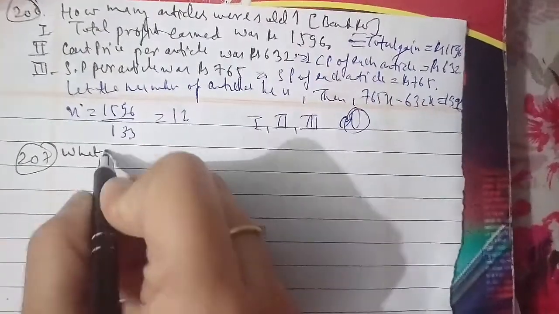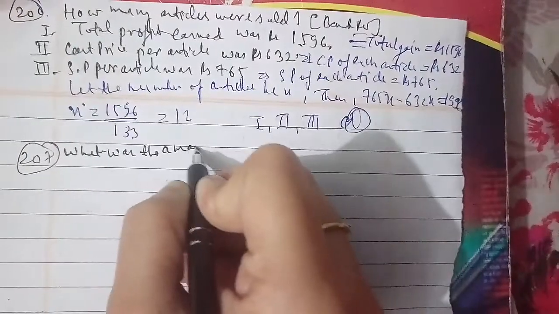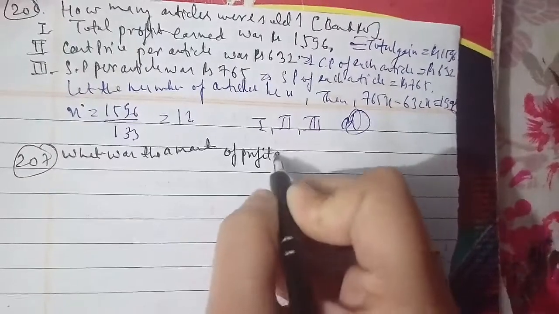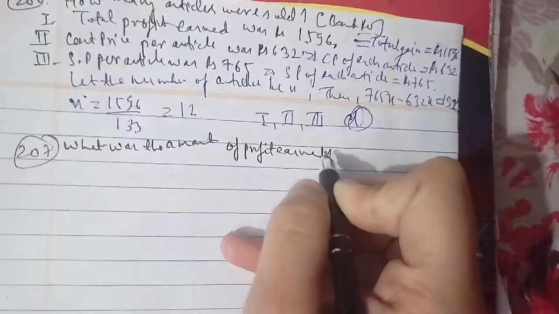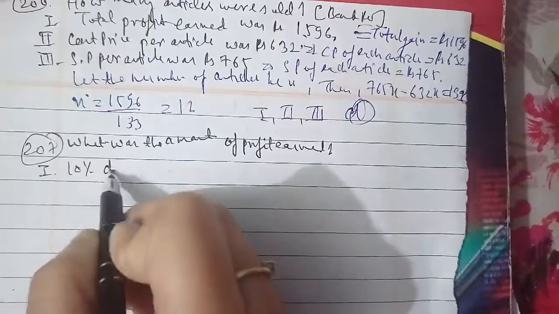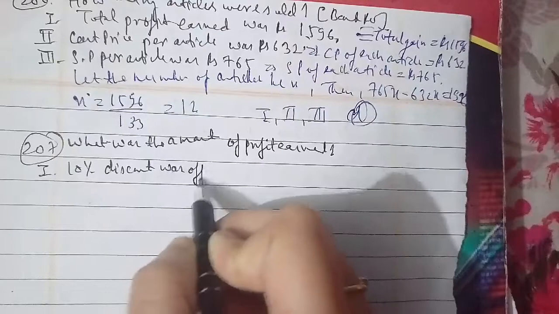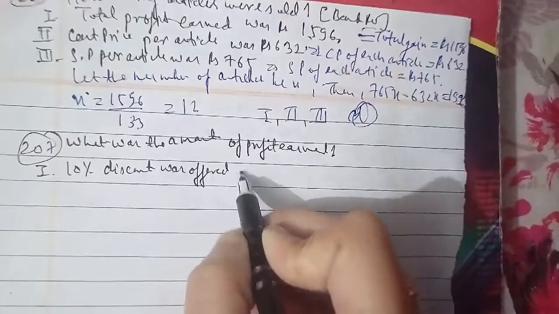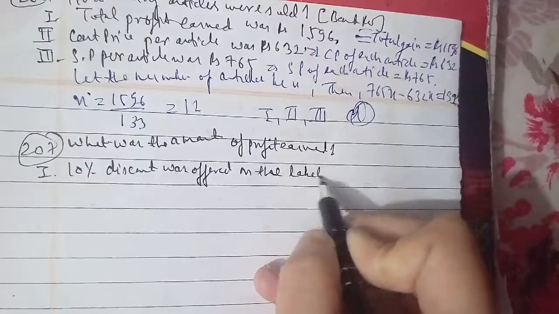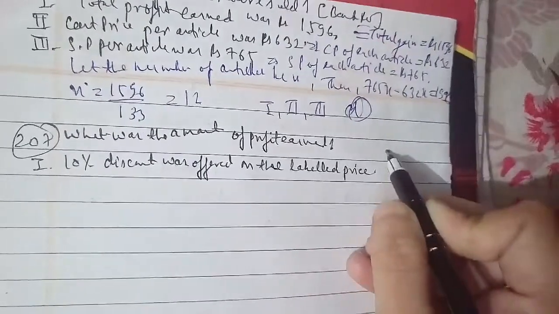What was the amount of profit earned? Statement 1: 10% discount was offered on the labeled price. This has been asked in bank PO.